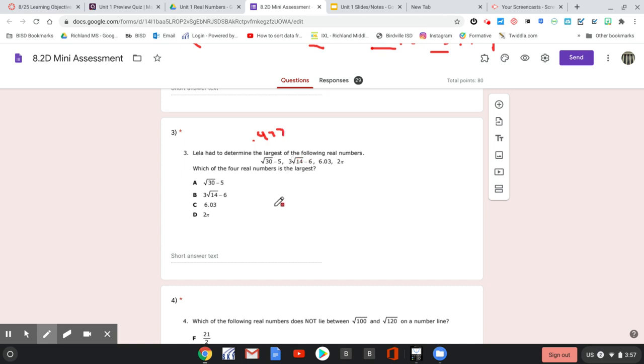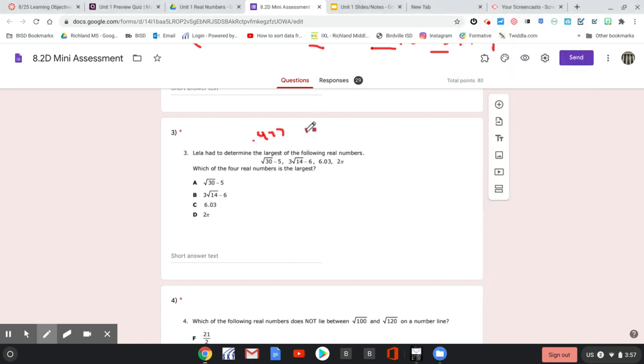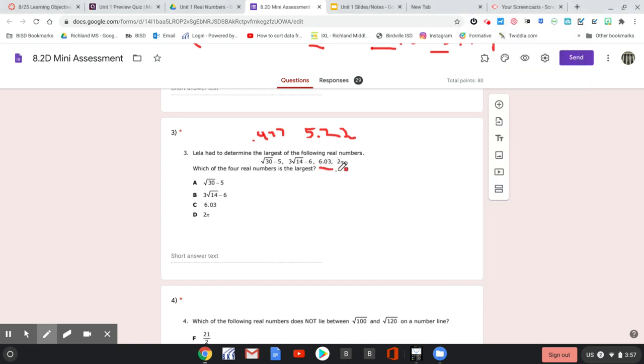Okay, let's look at the next number. Calculator, 3 second square root 14. We need to make that line go away, so we're going to hit tab, minus 6, enter. So then we know that's 5.22. And the next one is 6.03. So that's a big number. That's the biggest so far.